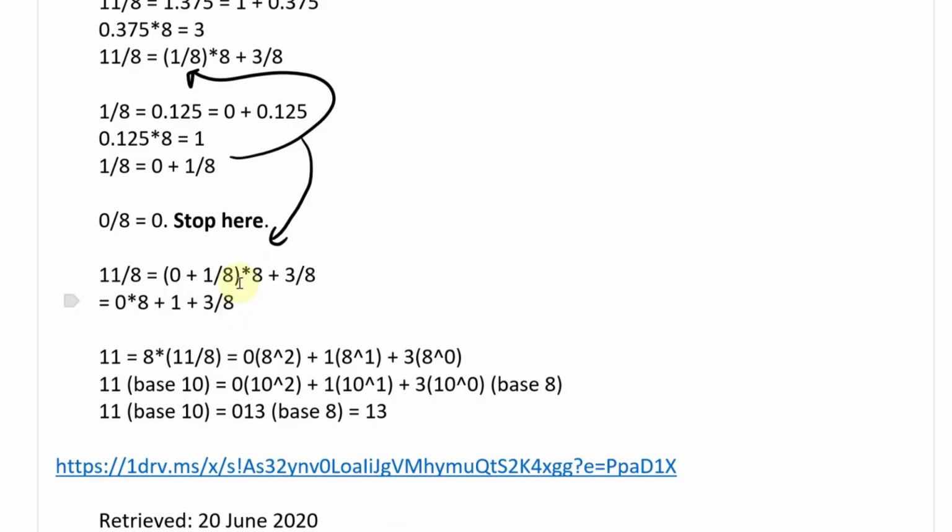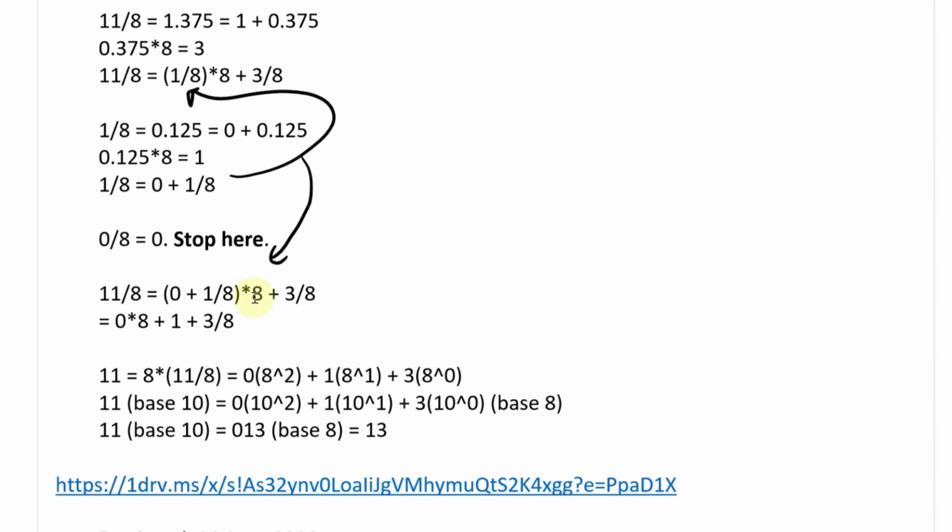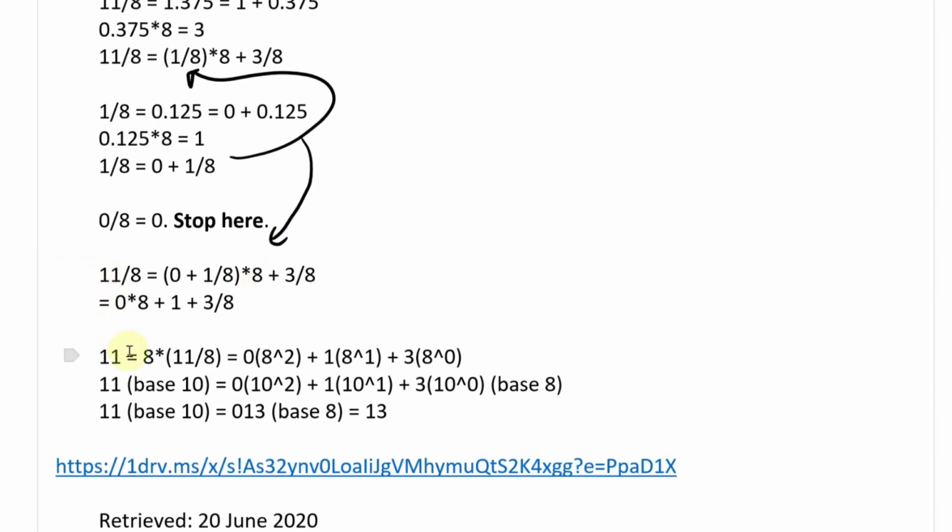So we're going to have a 0 times 8 plus this is going to be 1 over 8. So those cancel. We're just going to have a 0 times 8 plus 1 plus 3 over 8. So that is what we have thus far. But this is 11 over 8. So now we'll multiply everything by 8 to get rid of this 11. So 11 equals 8 times 11 over 8.